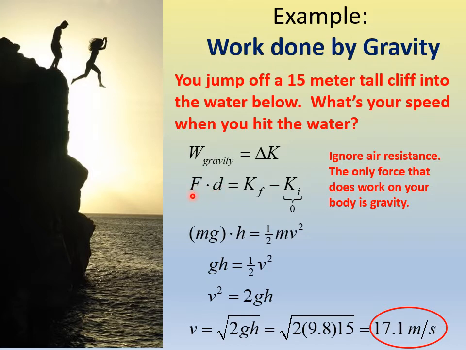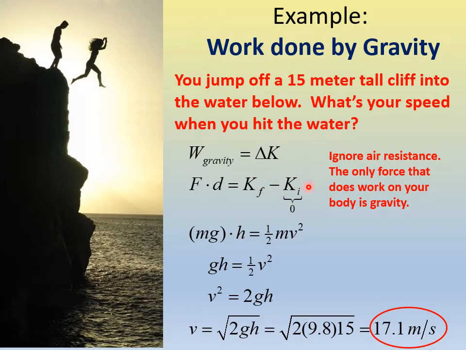Now, what is the force of gravity? Well, it's weight, which is mg. And what is the distance that the gravity is working over? Well, it's the height that you're falling, right? And that's 15 meters. So that's the change in h. And on the right side, again, we have the change in kinetic energy, delta K. So it's K final minus K initial.